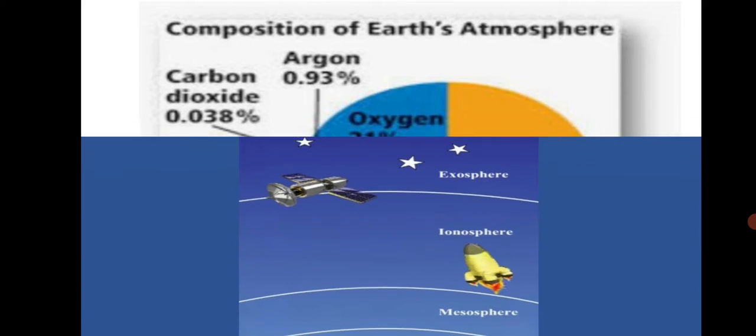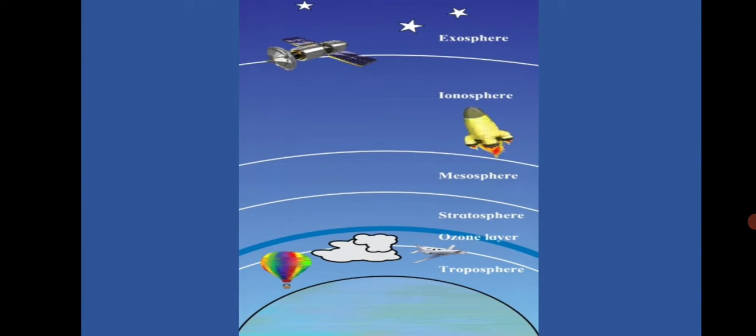The layers of the atmosphere are named as follows: closest to the earth's surface is the troposphere. Then we have the stratosphere. Between the troposphere and stratosphere, we have the ozone layer, which is a protective shield to the earth from the harmful ultraviolet rays. So, the troposphere is the first layer closest to the earth, then the stratosphere, mesosphere, ionosphere, and lastly the exosphere. The layer that extends from the earth's surface to about 13 km is called the troposphere, this first layer.